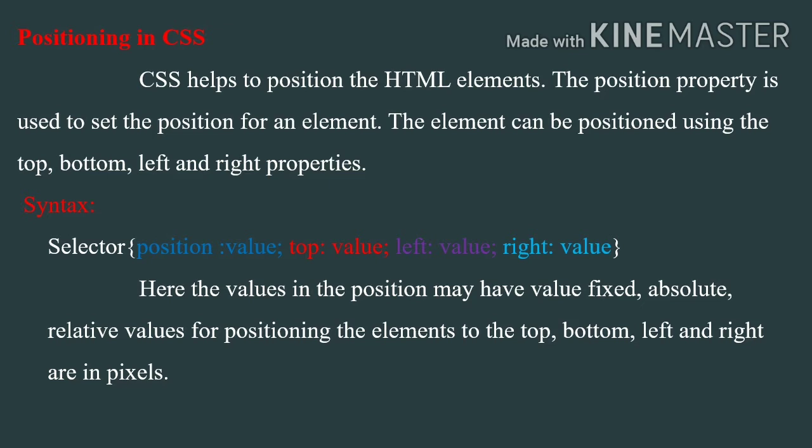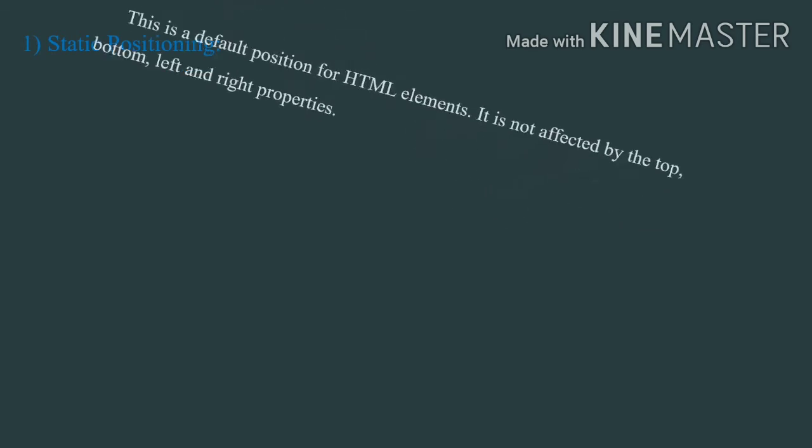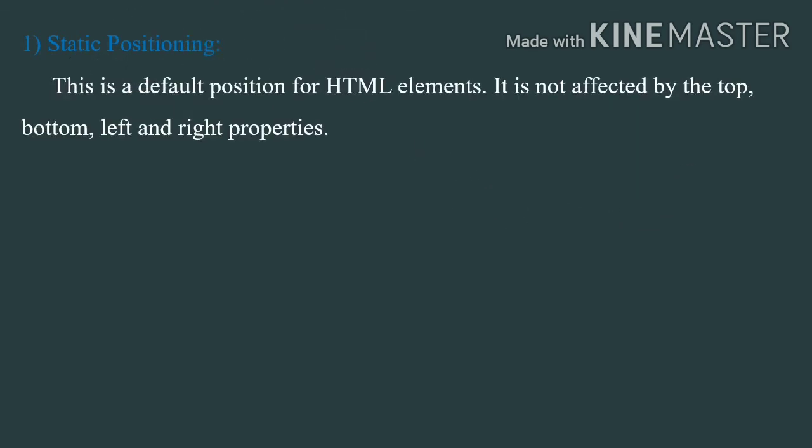Okay, then see the next type, that is static positioning. The first one is static positioning. This is the default position for an HTML element. It is not affected by the top, bottom, left and right properties. Now remember one thing, static positioning is the default positioning for an HTML element, and one more thing about it is that it is not affected by the top, bottom, left and right properties.